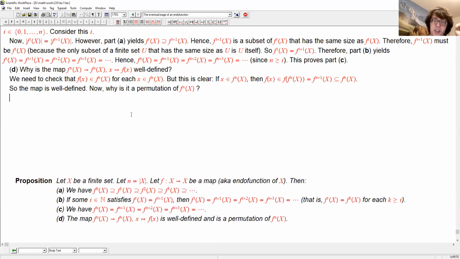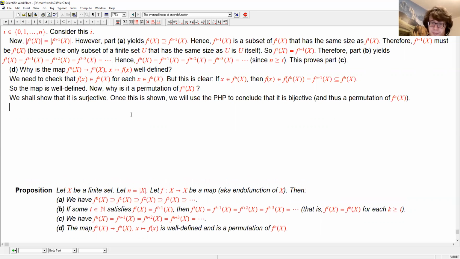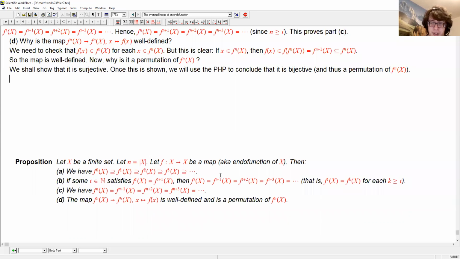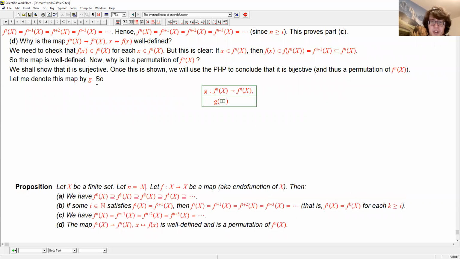Now, why is it a permutation of f^n(X)? This is the part where we're going to use the pigeonhole principle for surjections. We shall show that it is surjective. Once this is shown, we will use the pigeonhole principle to conclude that it is bijective and thus a permutation. So let's prove surjectivity. Let me call this map g. So g is a map from f^n(X) to f^n(X), and g(x) is f(x) for each x in f^n(X).